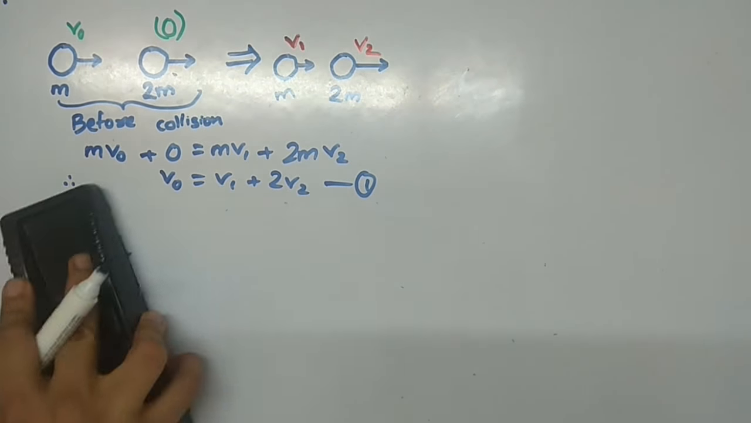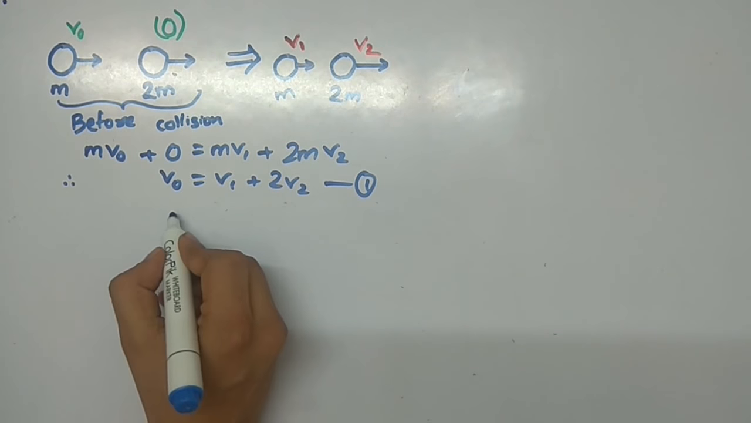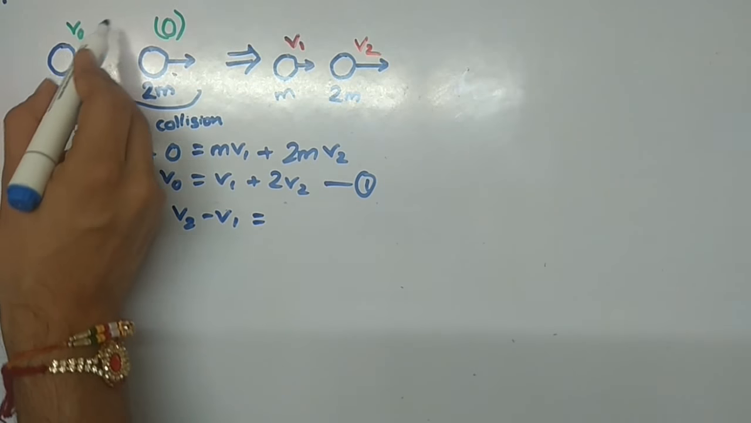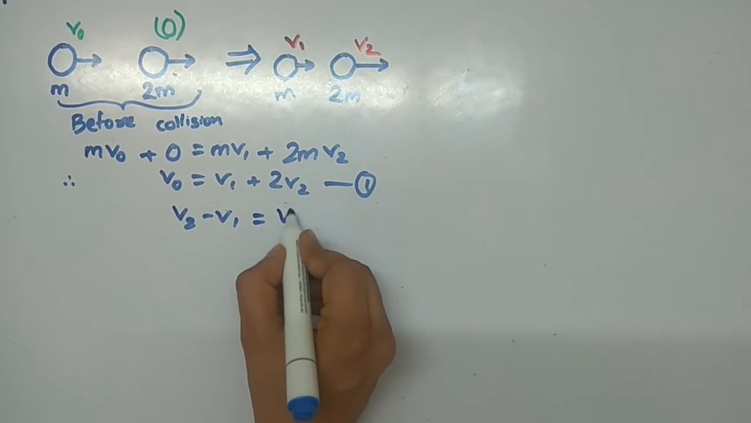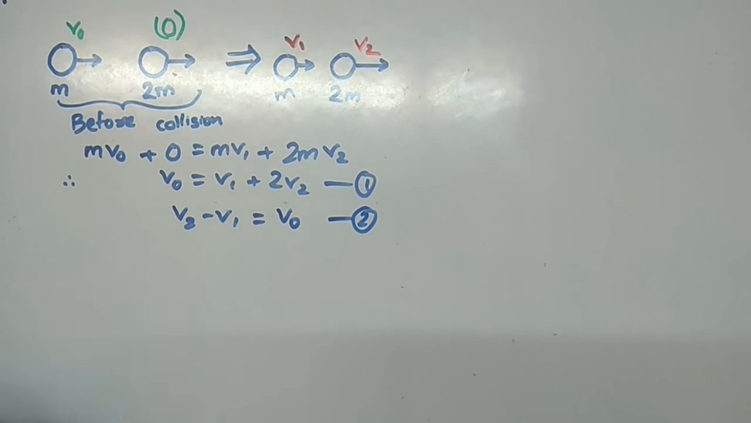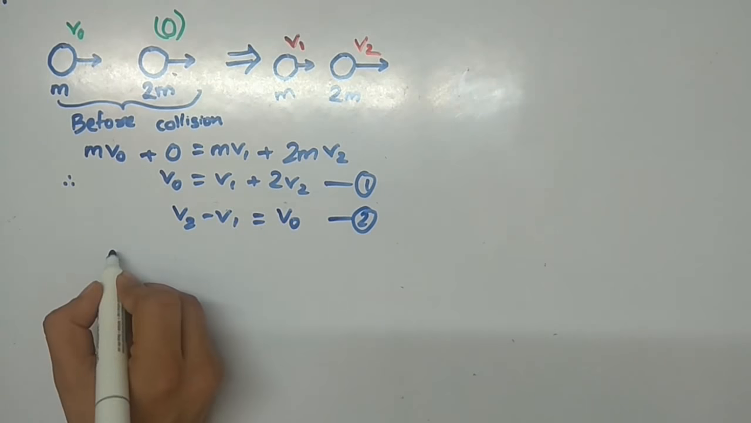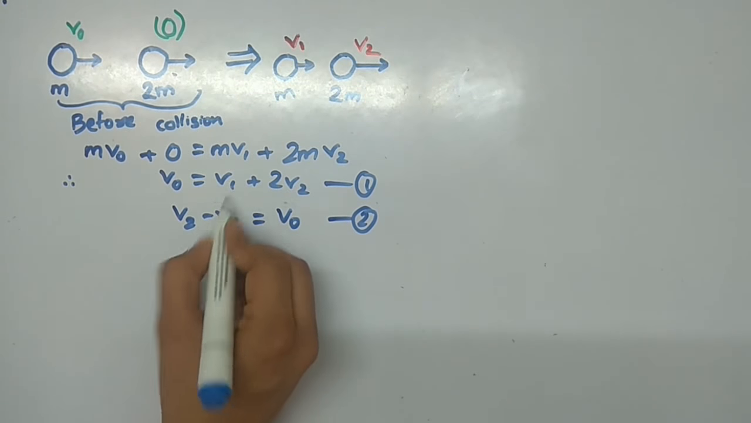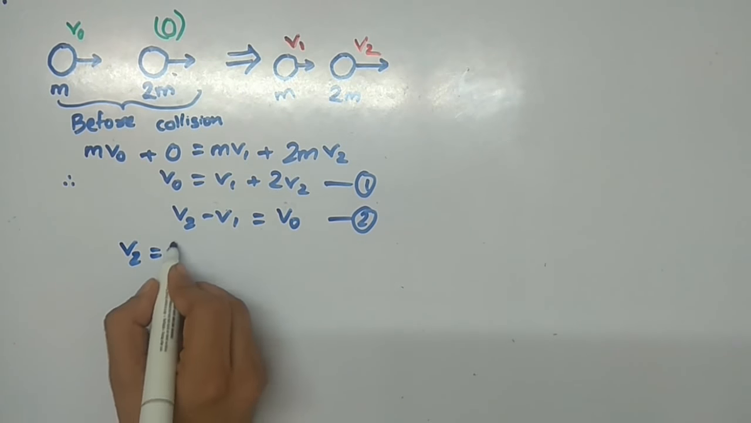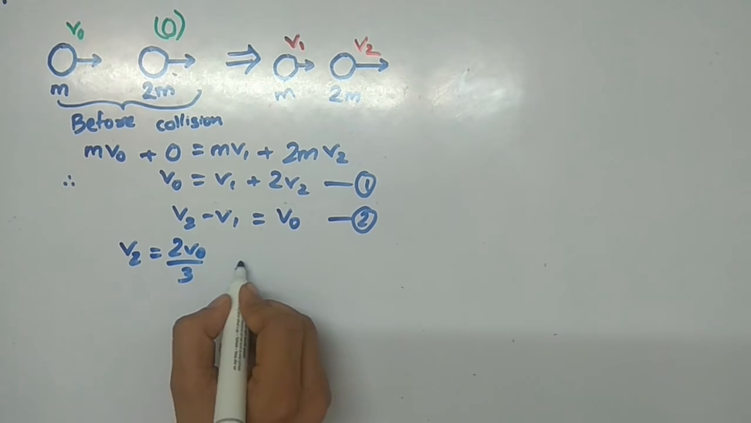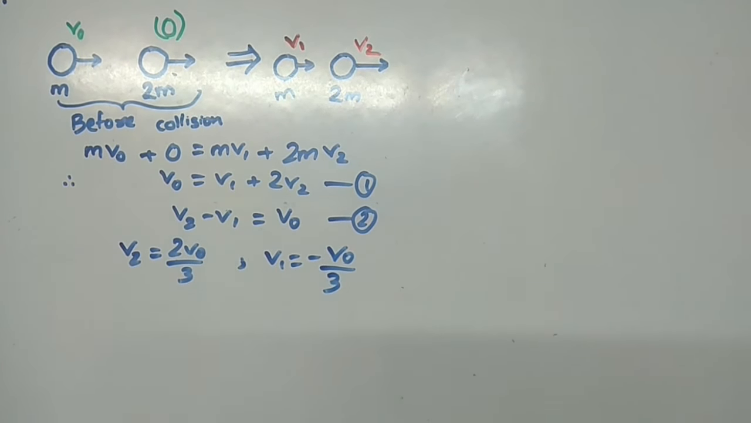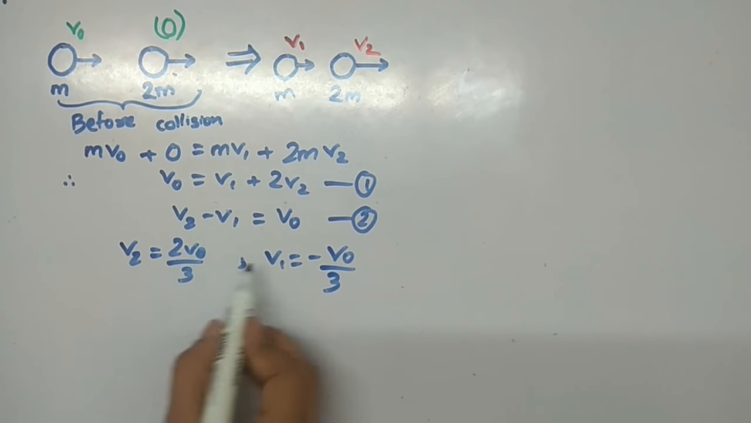So the second equation is v2 minus v1, velocity of separation, is equal to velocity of approach, that is v0 minus 0, that is v0. Equation 2. Solve both these equations simultaneously. First add them, so v1 minus v1 will get cancelled, and we'll get the value of v2 as 2v0 by 3 and v1 as minus v0 by 3. So we have found the velocities.